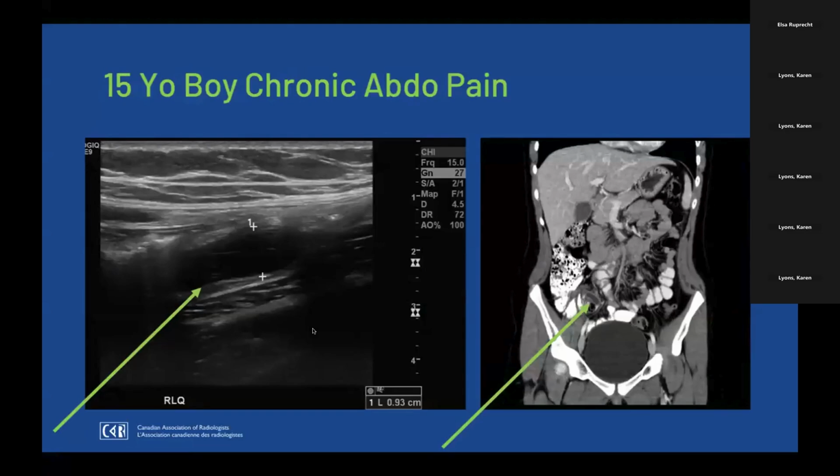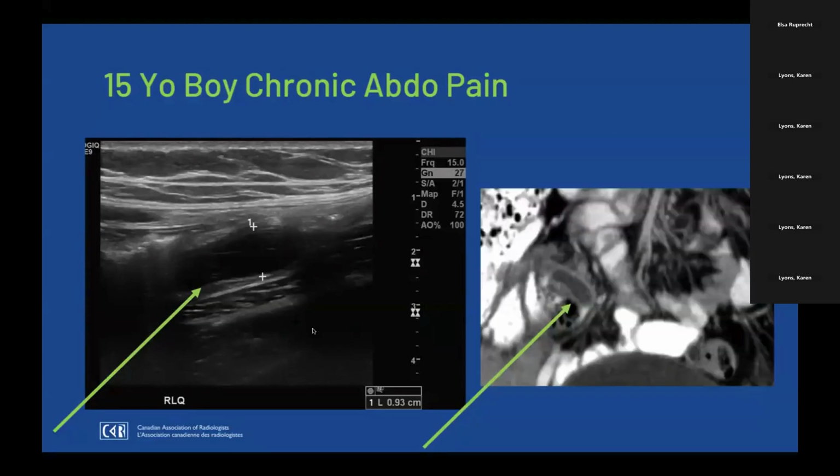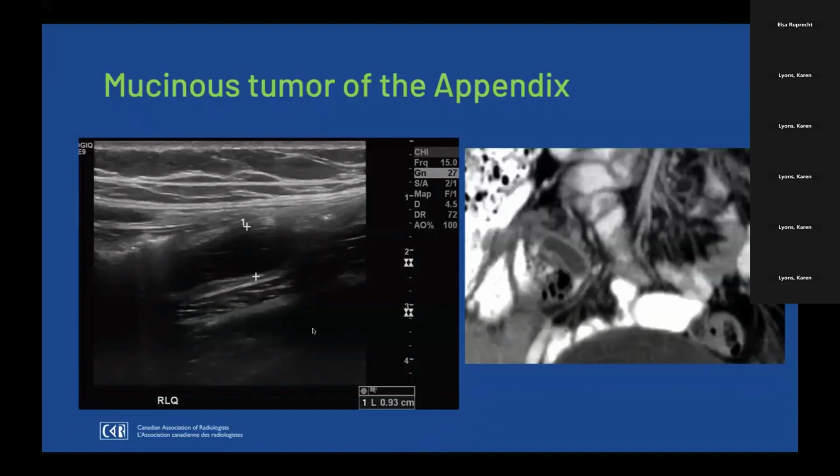Here is another close in age, 15-year-old boy with chronic abdominal pain. And so we have an ultrasound and a CT. And in this case, we see appendiceal luminal distension by mucus, and that results in a mucocele. Notice that the appendiceal wall is very thin and there is no periappendiceal fat stranding either on CT or ultrasound. This was removed and it was found to be a low-grade mucinous tumor of the appendix.